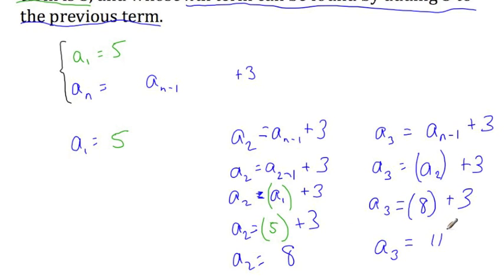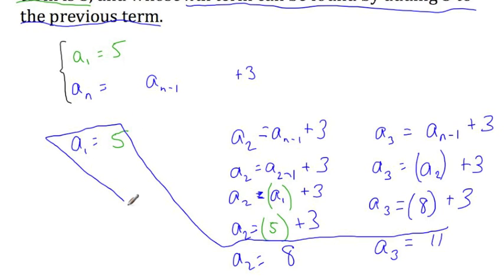So here are the first 3 terms of this sequence. And these should be the exact same 3 terms that we found in the previous video. So the only change here is that instead of just using the previous term notation, we're going to use a sub n minus 1 instead of using the words previous term.